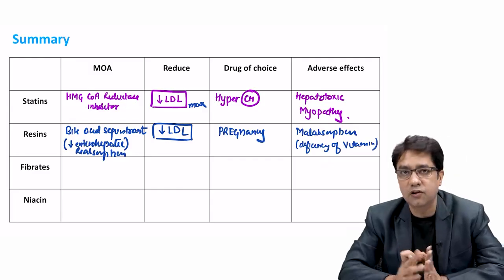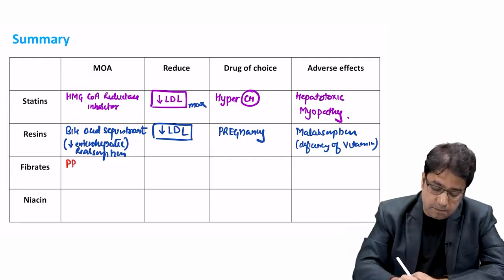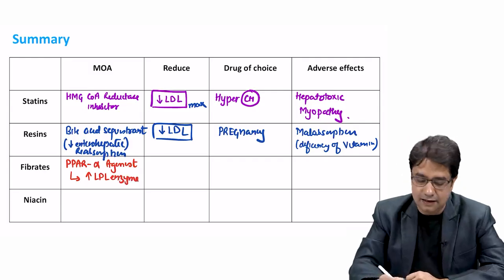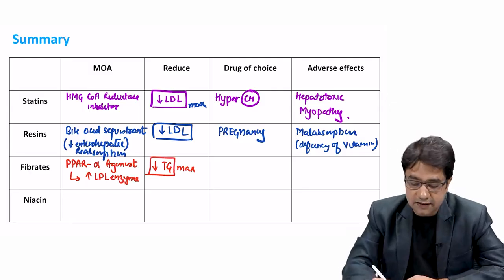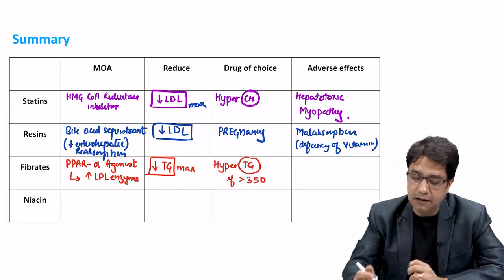Then we have fibrates: clofibrate, fenofibrate, gemfibrozil. These drugs are PPAR alpha agonists. By increasing PPAR alpha activity, they increase the amount of lipoprotein lipase enzyme. These drugs are made to decrease triglycerides maximum. They are given for the treatment of hypertriglyceridemia if triglycerides are more than 350 milligram per deciliter.